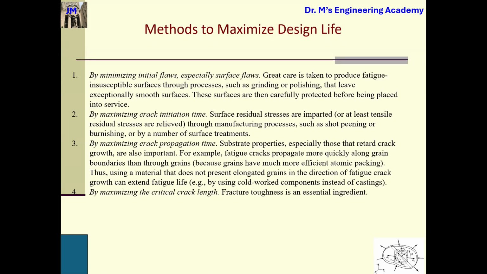But this one is to maximize the crack initiation time. We want to induce compressive residual stress on the surface. So the third one is maximizing crack propagation time.